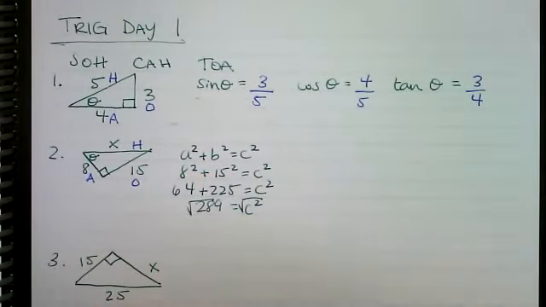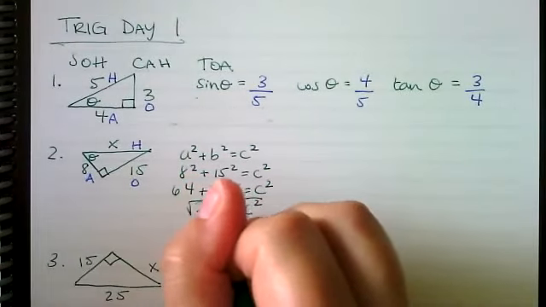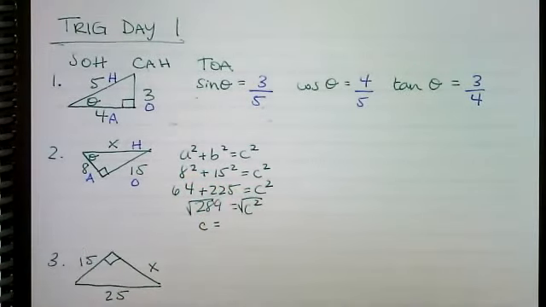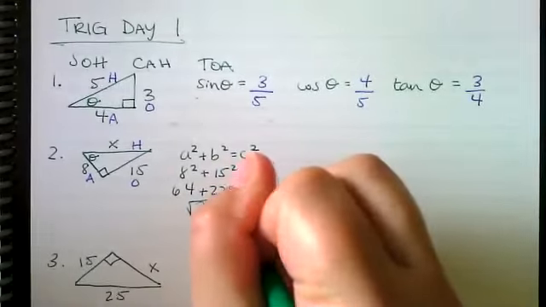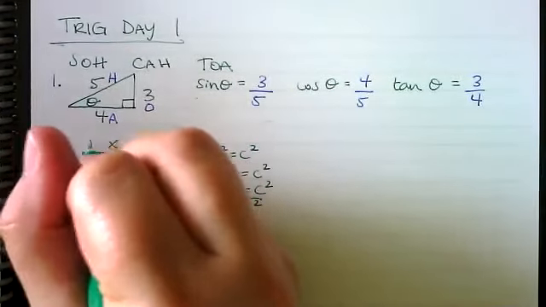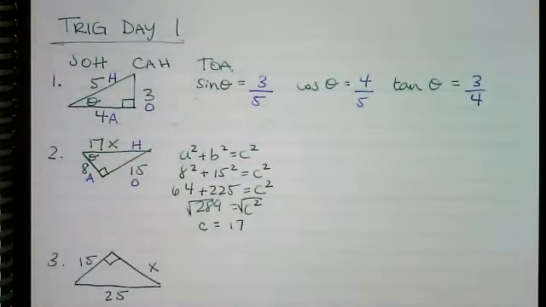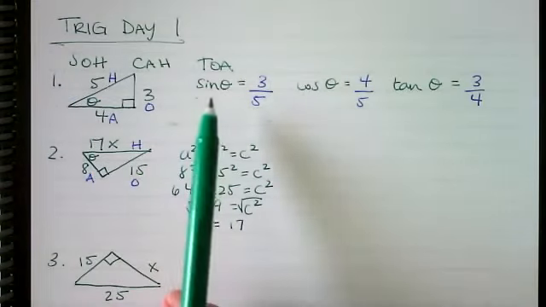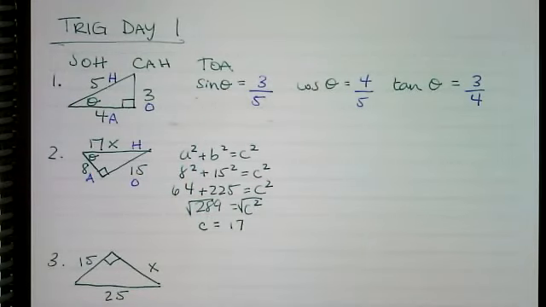And remember, when you take a square root, you get both a positive and a negative number. But since we're talking about a side length here, we only want the positive. So the square root of 289 gives you 17. So my side over here is 17. And then I do the exact same thing that I did before with finding sine, cosine, and tangent.